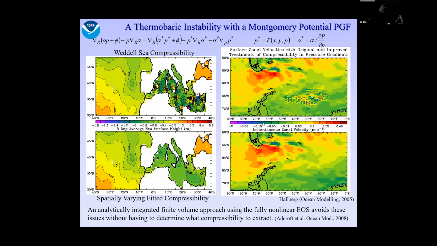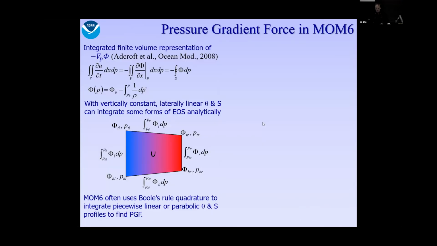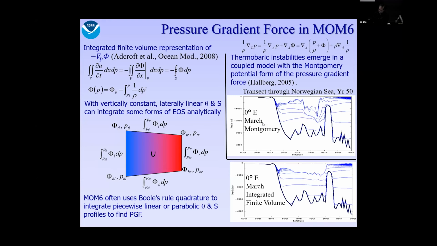However, if you extract compressibility appropriate of the Mediterranean on the left, you don't get this mode of instability, and similarly on the right. And so one approach that we explored and quickly discarded as being simply too complicated was to have a spatially varying compressibility that we extracted. Instead, a really clever person realized that you can represent the pressure gradient force as an analytic integral around a control volume, and we can analytically integrate the hydrostatic equation in the vertical to give something that works remarkably well.